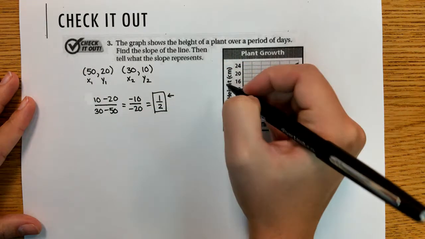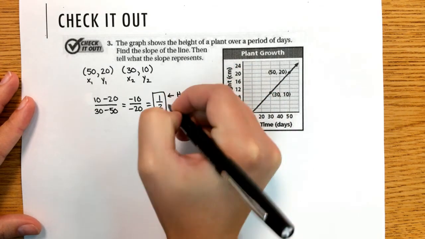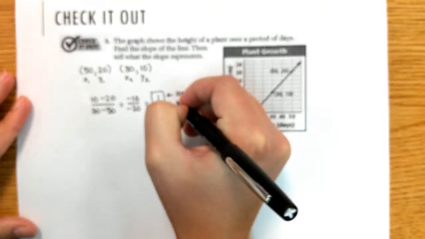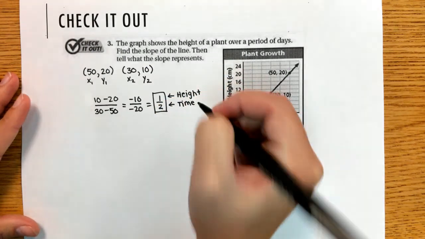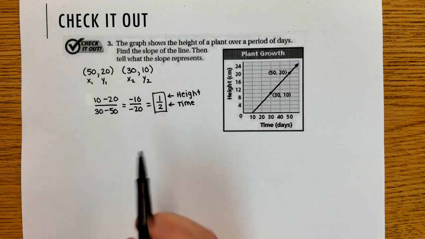So the top is going to represent our height, and then the bottom represents our time. So hopefully you were able to hear me. I'm just going to repeat that one more time. I apologize if there was an announcement.